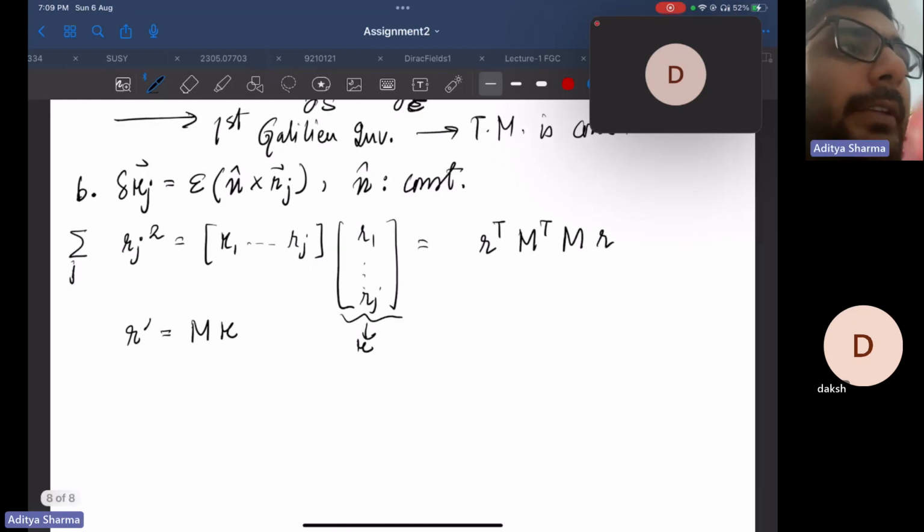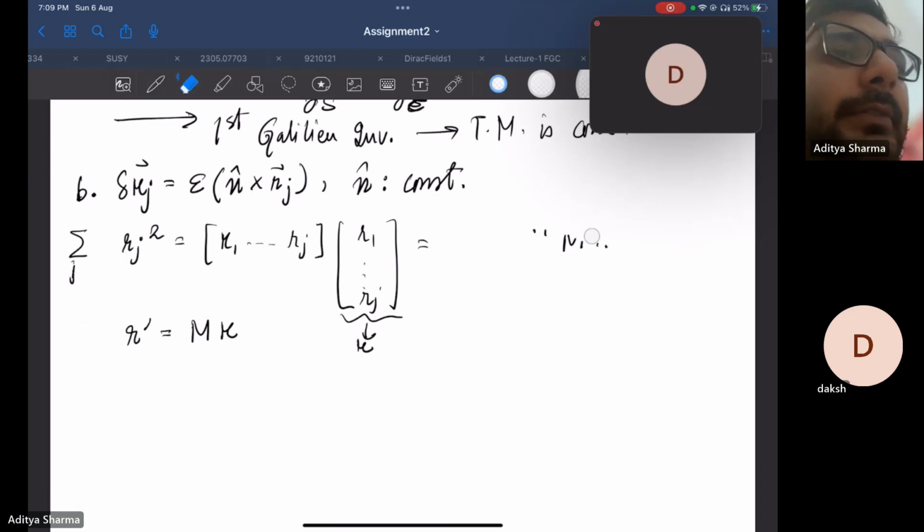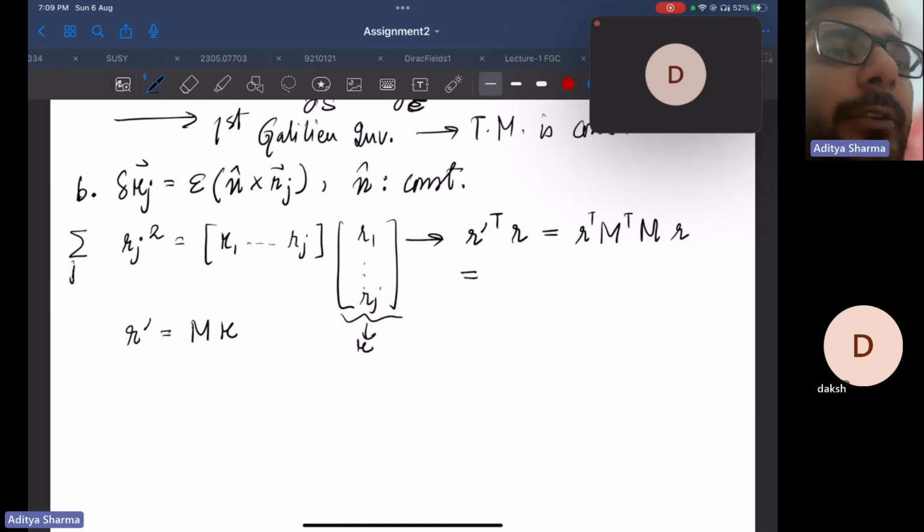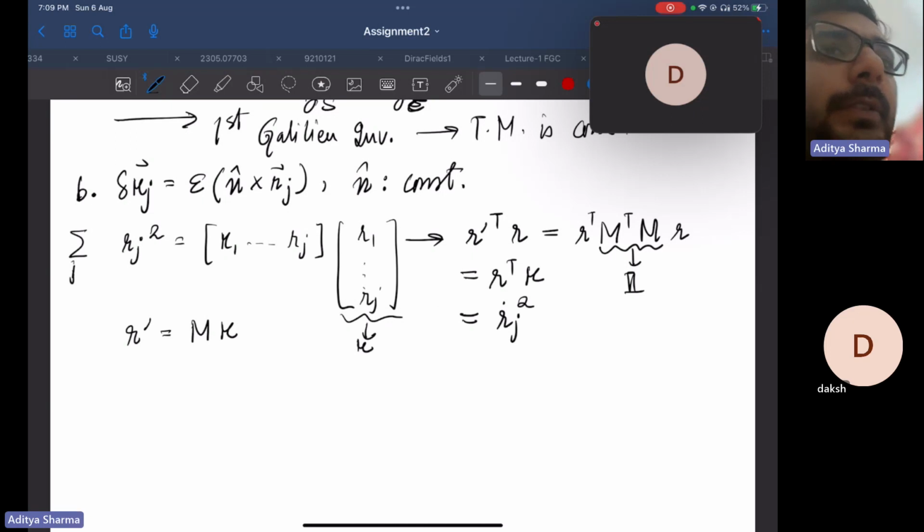The new coordinates will be, so this changes to R prime transpose and R, right? And this is equal to R transpose M transpose M times R. And orthogonal matrices have this property that this is identity. That means this is equal to R times this R. So that means this is equal to Rj dot square.